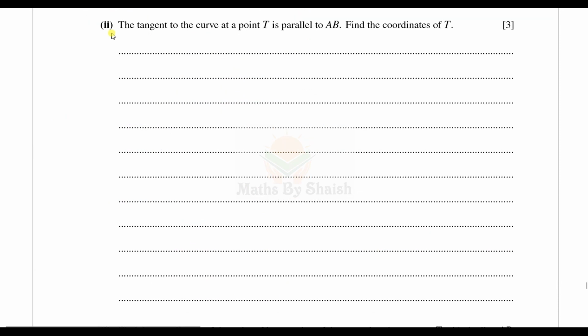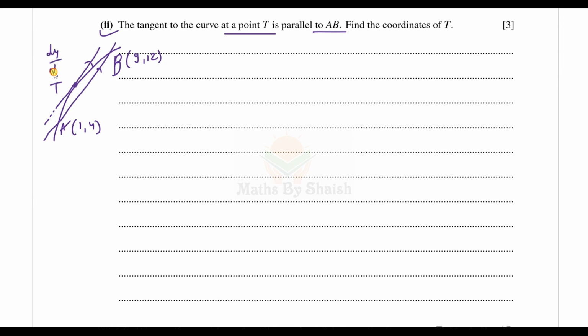Here's the second part. The tangent to the curve at T is parallel to AB. So the curve was like this, and suppose this is A and this is B. So T will be somewhere here. The tangent at this point is parallel to AB. So now we can see the coordinates of A and B are 1 comma 4 and 9 comma 12. So we can find the gradient of AB, and this gradient will be equal to the gradient of this tangent, because these two are parallel. And for T we'll find dy over dx from the function y.